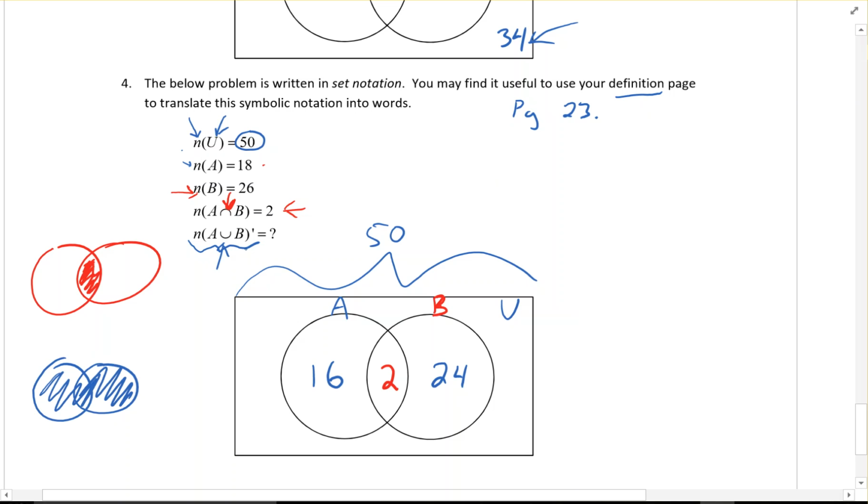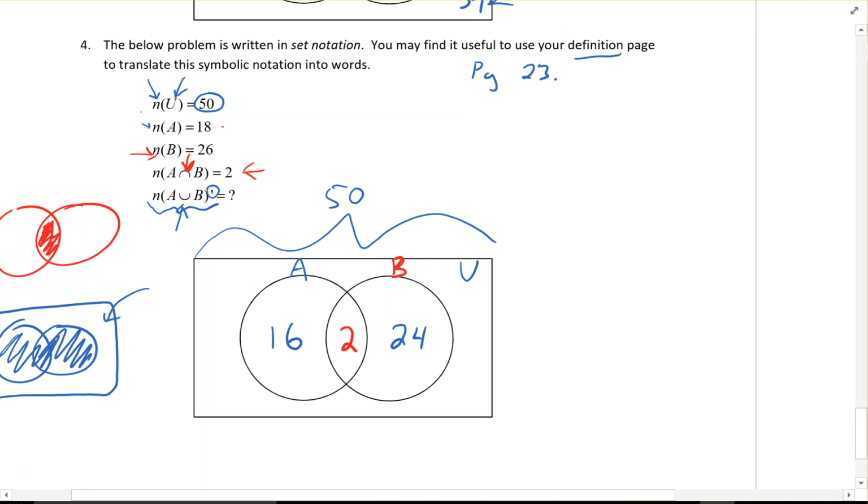Don't miss the fact that this is saying the complement of that. So the opposite of the union, almost everything but the union. What we want is everything outside the union. So when it says the complement of A union B, it's everything outside. All we have to do is figure out what A union B is, and then take our universal set and subtract that. So let's do that.